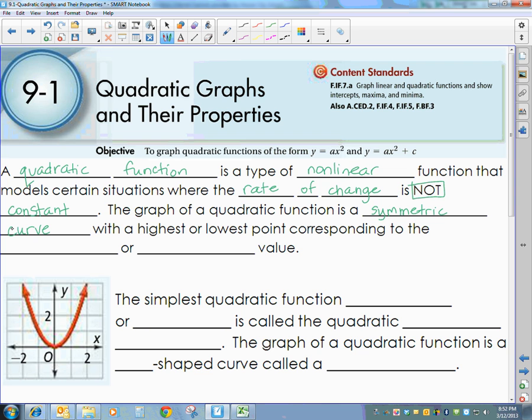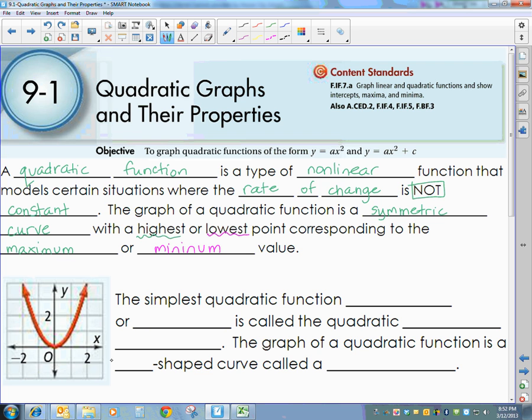Now, the graph of a quadratic function is a symmetric curve with a highest or lowest point corresponding to, highest is going to be the maximum value. There's too many curves on that M. The highest is a maximum value, and the lowest point would be the minimum value.